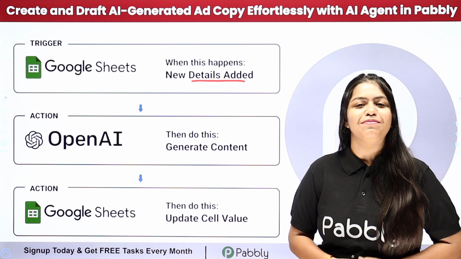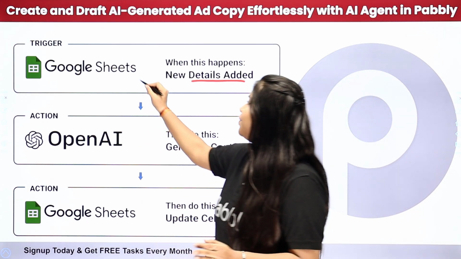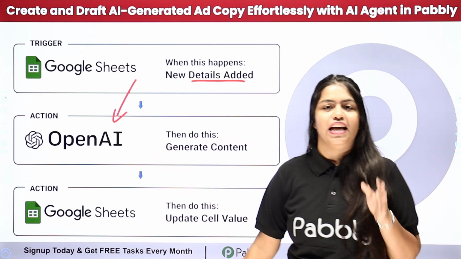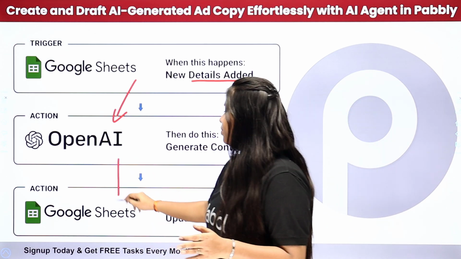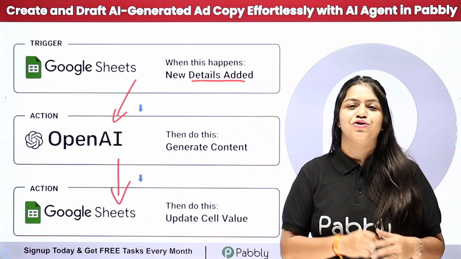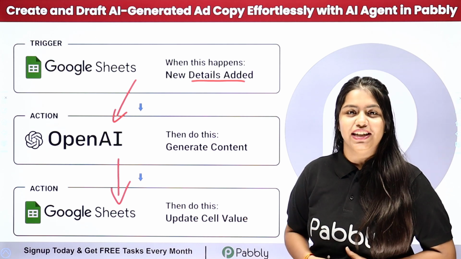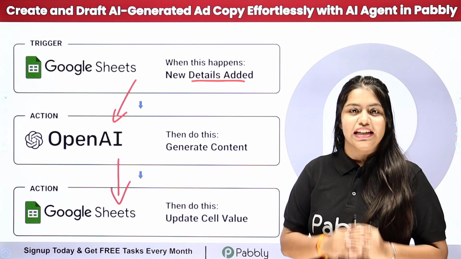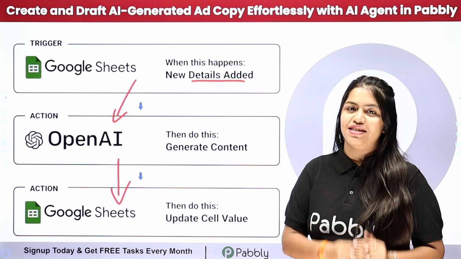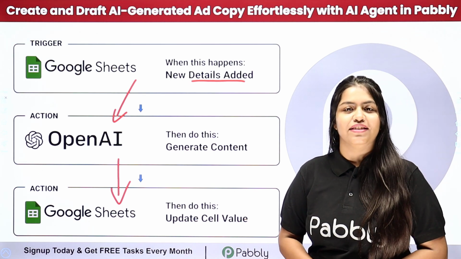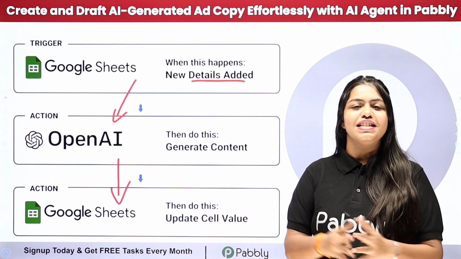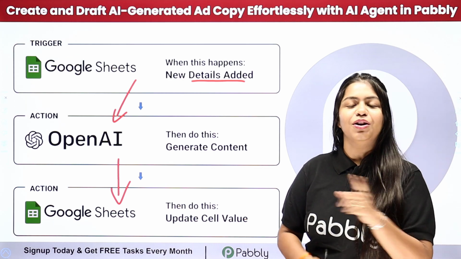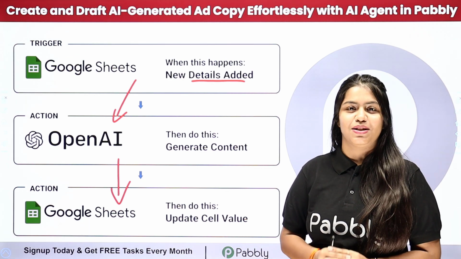So to do this, we are simply going to create a connection between Google Sheets, OpenAI, which is our AI agent, and then again Google Sheets. And to create this connection without knowing any programming or coding language, we are going to use Pabbly Connect. It is an amazing automation software. So do you also want to create this automation, this connection, or this integration for your business? Then for that you have to come with me towards my screen.